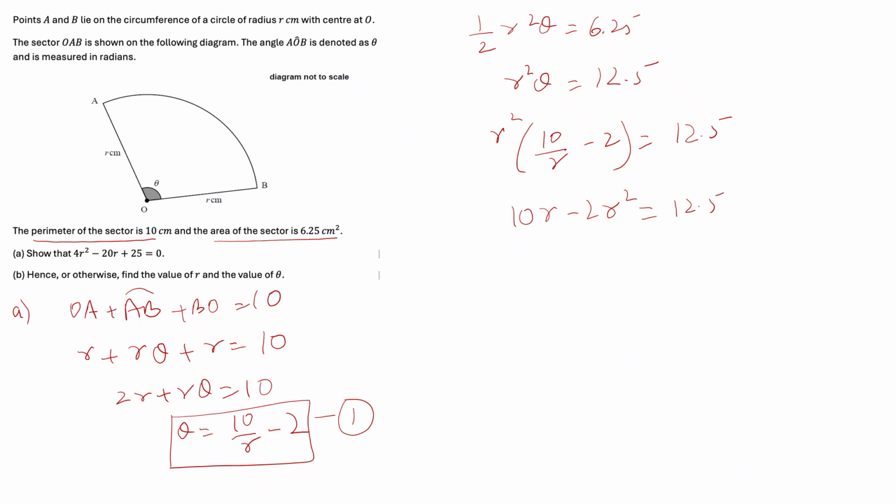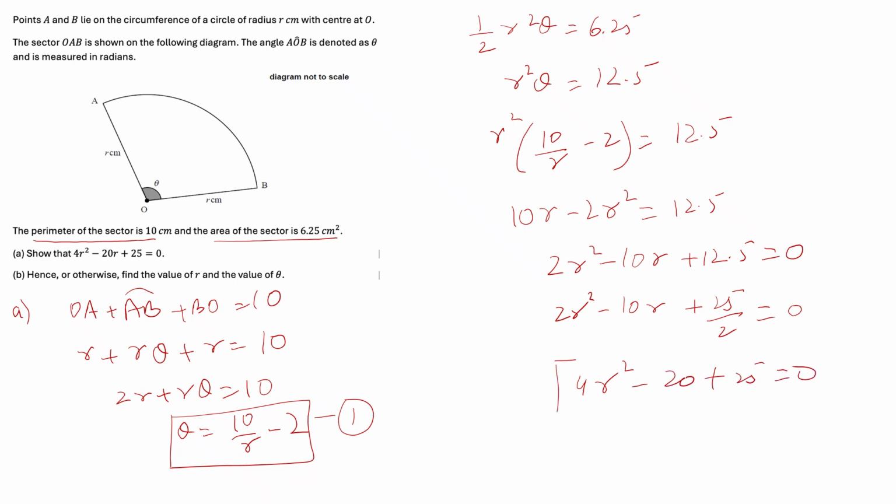Now I will rearrange this equation and write it like this: plus 12.5 is equal to 0. And to get to what the question has asked, we will write it like this, and on taking LCM we will get the required answer. This is how we will be solving A part. Now let's move on to the B part.